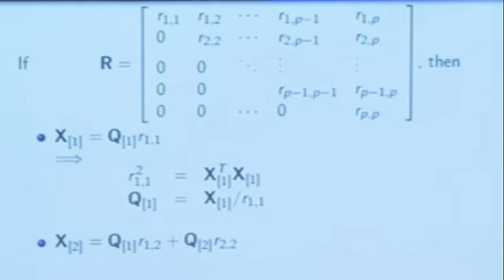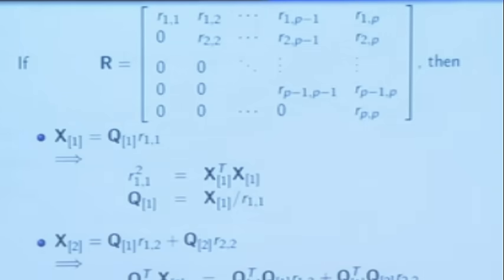Then let's solve for the second column of Q and the second column of the R matrix. Well, X2, the second column of the X matrix, is the first column of Q times R12 plus the second column of Q times R22.